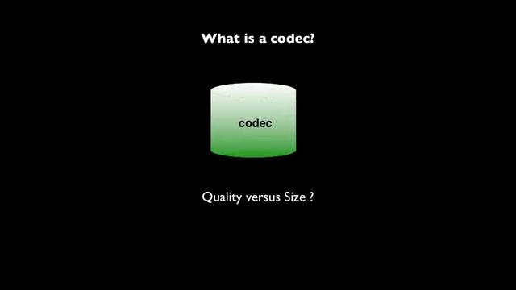So how do you decide what type of codec you're going to use? You have to decide what quality of video you want. Obviously, the higher the quality of the video, the bigger the file size is going to be. So you're going to want to choose a codec that gives you the best compression and delivers the best quality at the smallest file size possible.